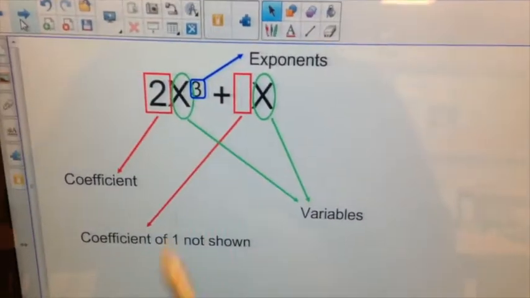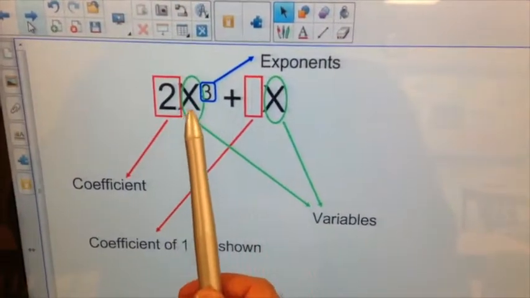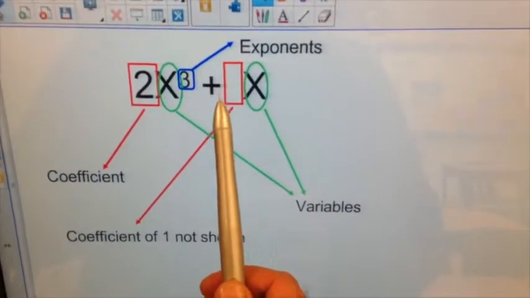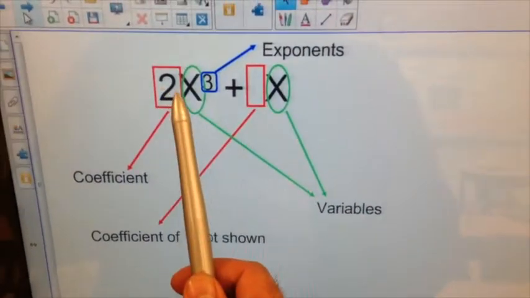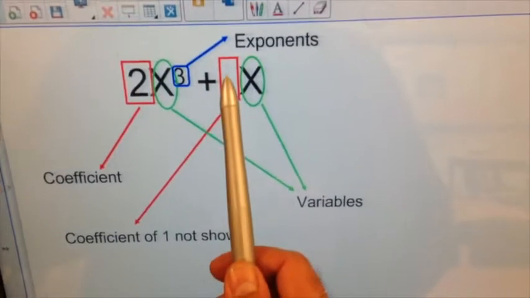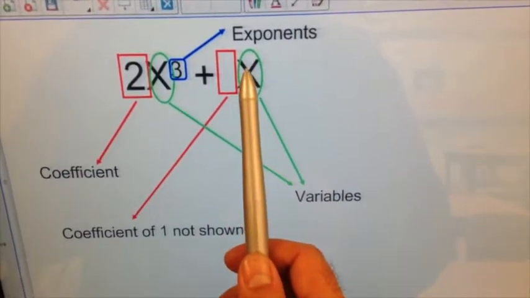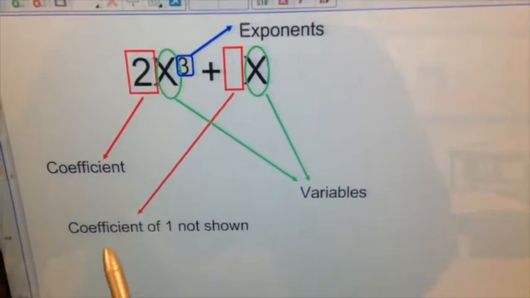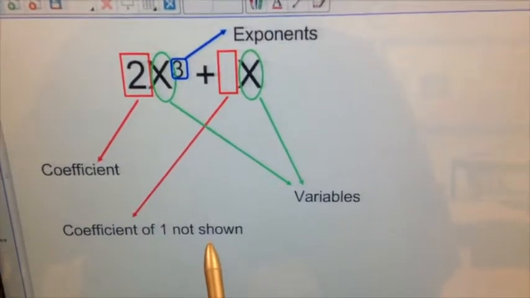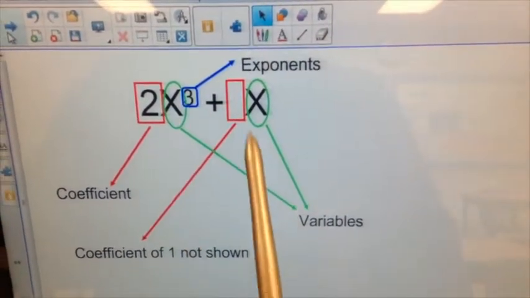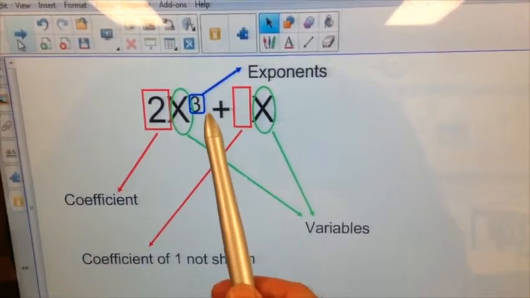Here is another example, in black. The polynomial is 2x cubed plus x. The coefficient is 2, and there's also a coefficient in front of the x. It's just not drawn in. The coefficient of 1 is not shown. The variable is x, and the exponent is 3.